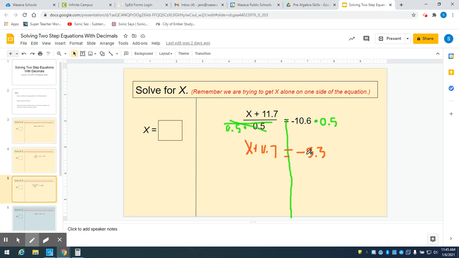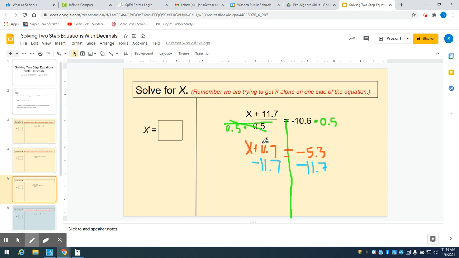Are we done with this equation yet? No, we are not. Why are we not done with the equation? Because x is not alone on one side. We still have this plus 11.7 attached to it. So how will we get rid of this plus 11.7, or how will we undo it? We'll undo the plus 11.7 by subtracting 11.7 from both sides. So we will subtract 11.7 from both sides.